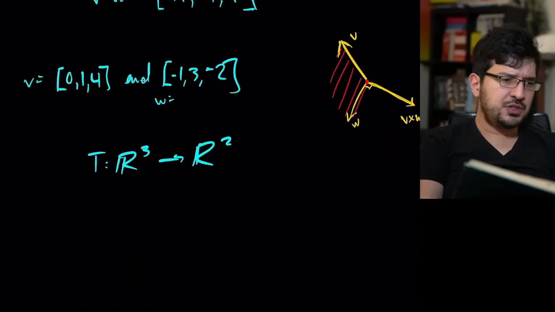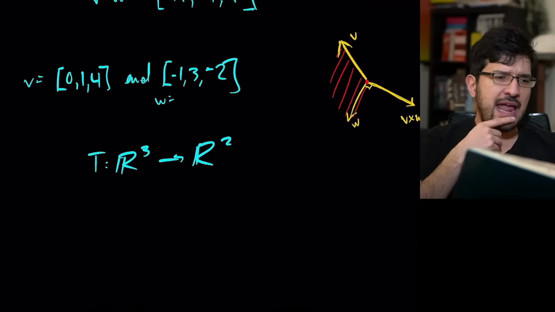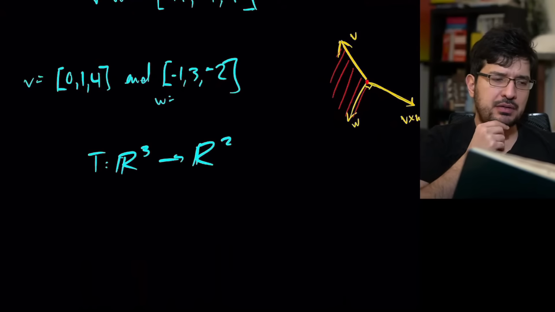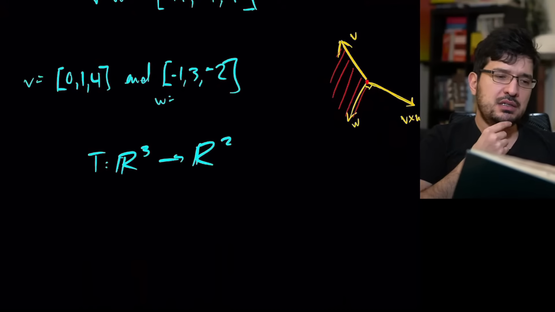Let's see. Definition 4.2, an n-box in Rm. Let a1 through an be n independent vectors in Rm for n less than or equal to m. The n-box in Rm determined by these vectors is the set of all vectors x satisfying x equals t1a1 plus t2a2 plus ... plus tnan.